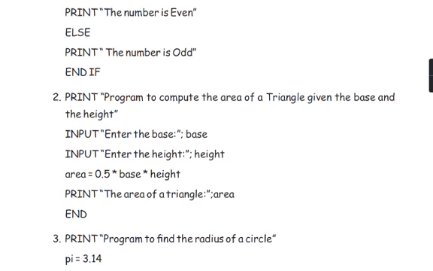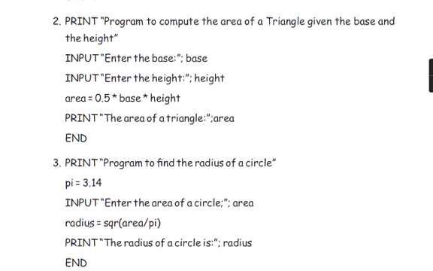Next program, to compute the area of a triangle. Just give your own heading, no need to write the entire thing. Just write it on the last page, in the cover sheet. For a triangle, the formula is half BH, 0.5 into B into H, base into height. So enter the base, enter the height, get the values of base and height, then multiply everything. Store it in area, print the area of a triangle, area, end.